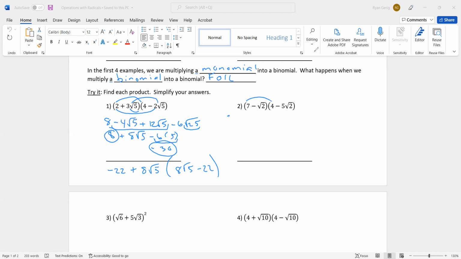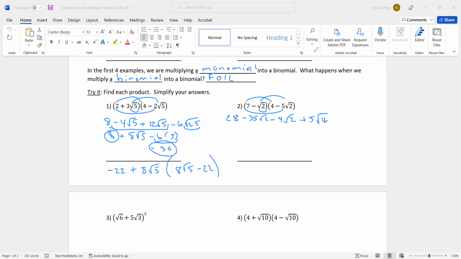7 times 4 is 28. 7 times -5 radical 2 is -35 radical 2. Negative radical 2 times 4 is -4 radical 2. Negative radical 2 times -5 radical 2, that's a negative times a negative, is +5 radical 4 here.